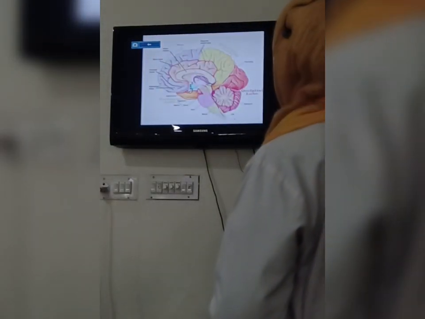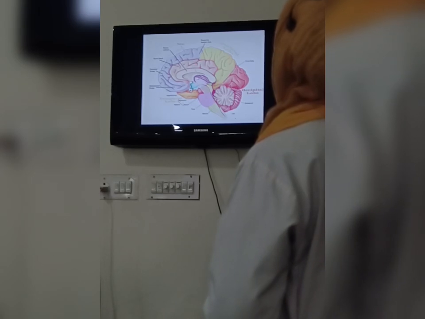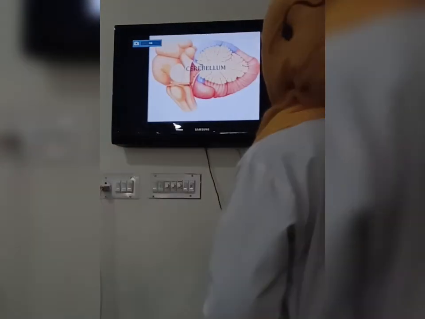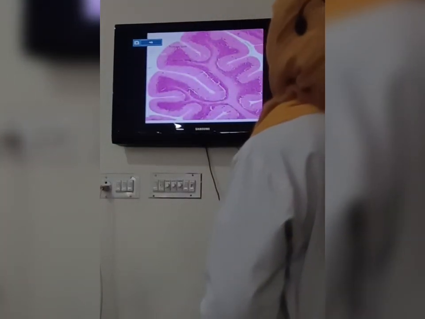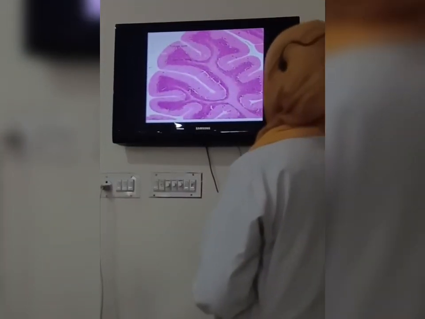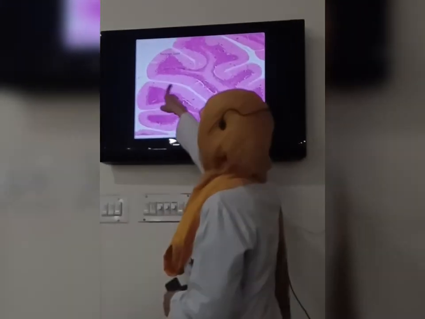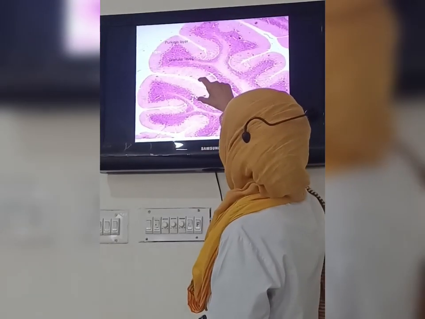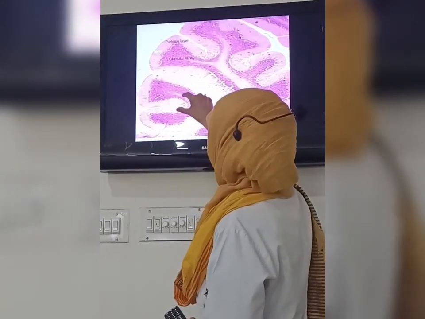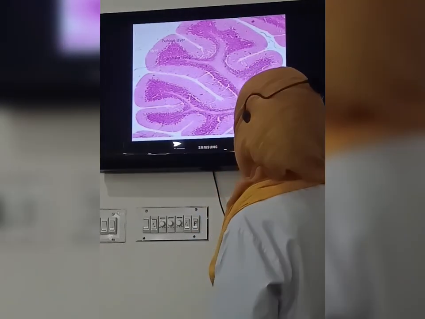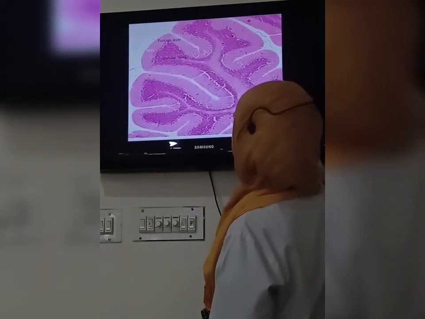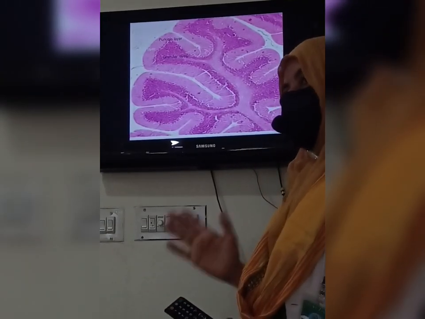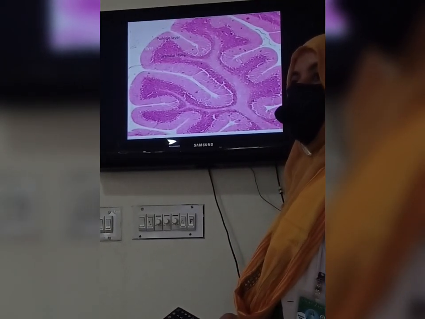Okay. This is a histological picture to show that it is being thrown into so many foldings. And what do you see? That it has this outer gray matter, and in the very center, this is the white matter. And it has 3 layers. The number of layers is half that of the cerebral cortex.